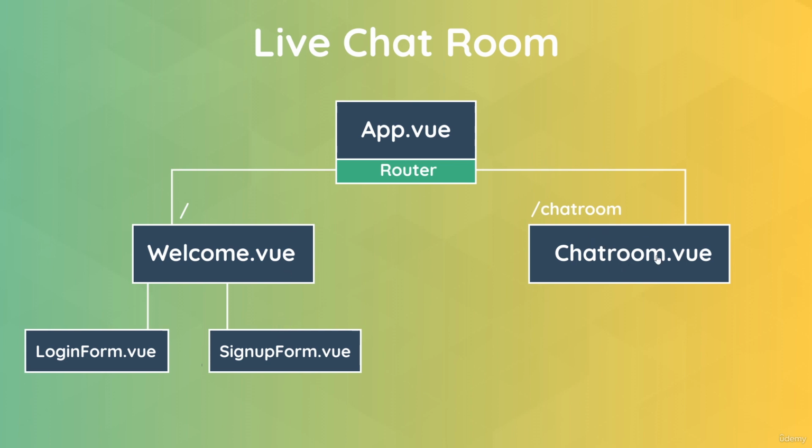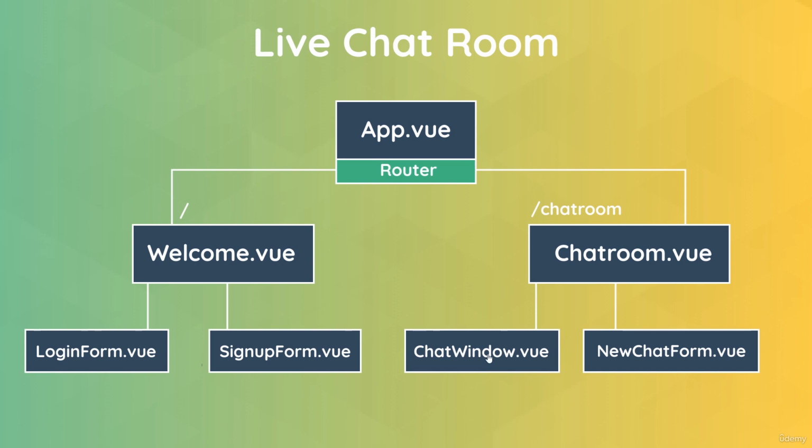Once a user is authenticated, we'll redirect them to the chat room, and inside that we will have two different components, the chat window, which is where all of the chat messages will display in real time, and the new chat form, which is at the bottom, and that's where a user adds a new chat.